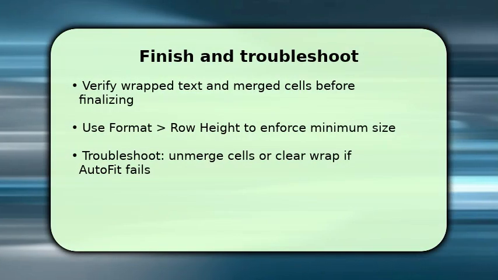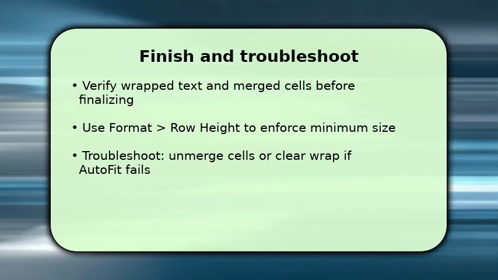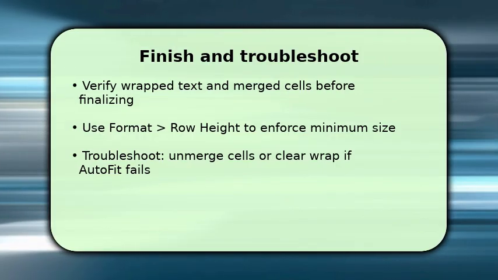To finish, inspect the sheet to confirm readability and alignment. Make sure wrap text behaves as expected and merged cells haven't blocked resizing. If rows don't change, unmerge any merged cells in that area or turn off wrap text and try Auto Fit again. Merged cells prevent proper auto fit.